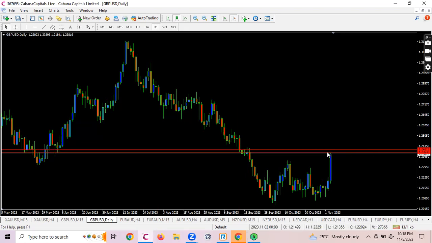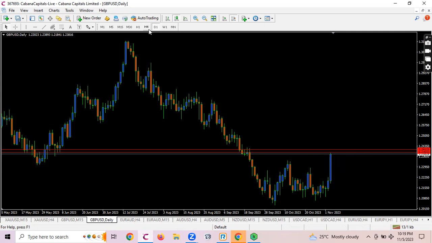If a 4-hour candle closes above this zone, then we should expect more bullish move on GBP USD. But if there's a strong rejection from this zone, then you should consider selling. That is, if the next candlestick closes bearish, that is daily. If it closes bearish, then we should expect more bearish move on GBP USD.